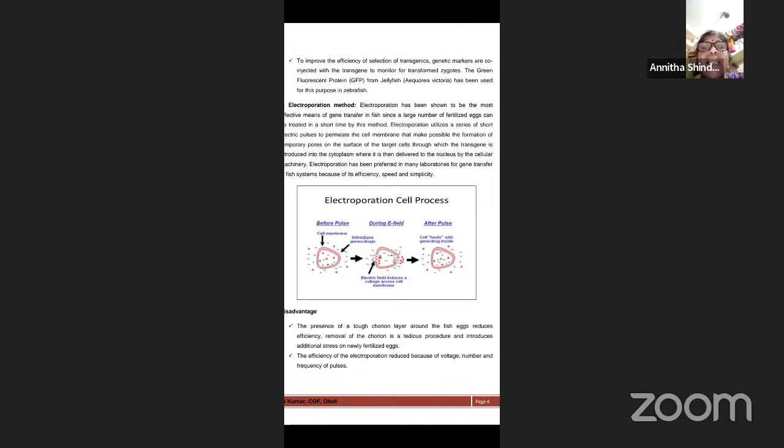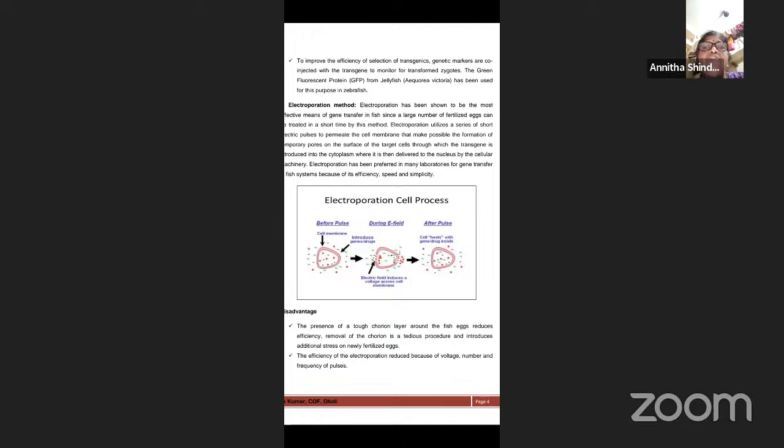So what happens is this electric pulse will try to permeate the cell membrane, and when it permeates the cell membrane, temporary pores will be formed on the surface of the target cells. When the temporary pores are formed and the electric pulses are passed, you can easily introduce the transgene into the cytoplasm, and from the cytoplasm it will pass on to the nucleus with the other cellular machinery. So that is nothing but the electroporation method.